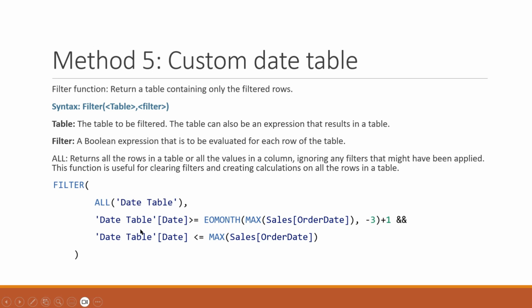Here we have used the date table greater than the start date and the date table less than the end date. MAX will give you the end date, and here again the EOMONTH function with MAX -3 plus 1 means it will give you 30th June, plus 1 means 1st July. So this will give you the start date and this will give you the end date. We are filtering all these rows from the start date to the end date, ignoring any filter applied to the date table.